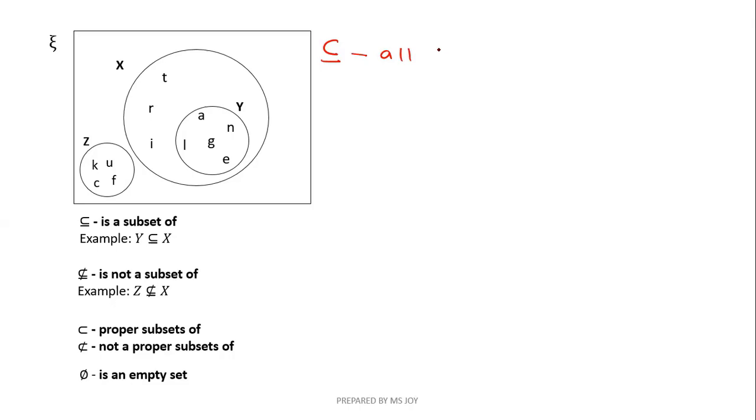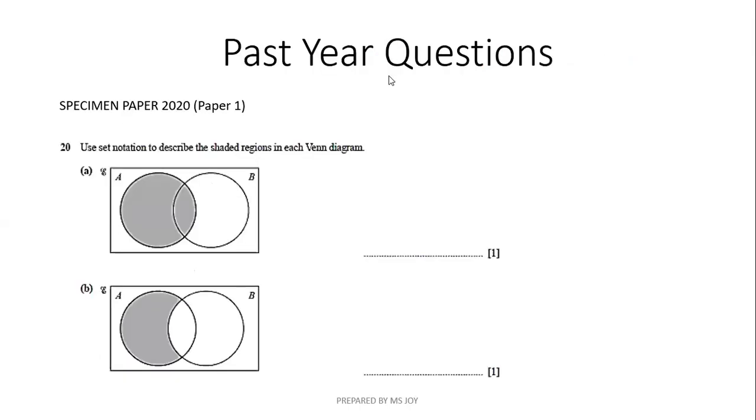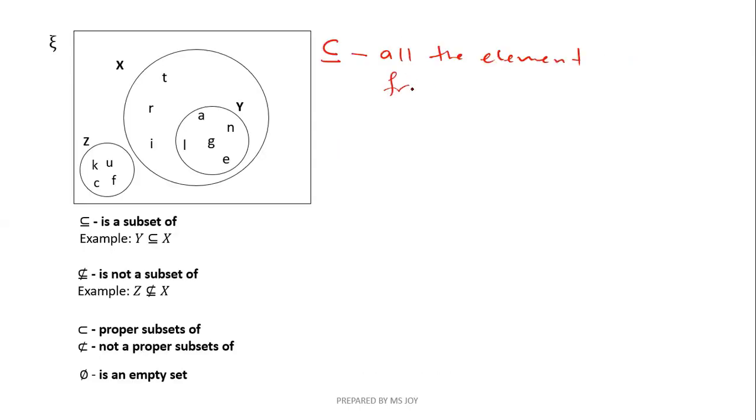So all the elements from A are in B. That is the meaning of subset. All the elements from A are in B.